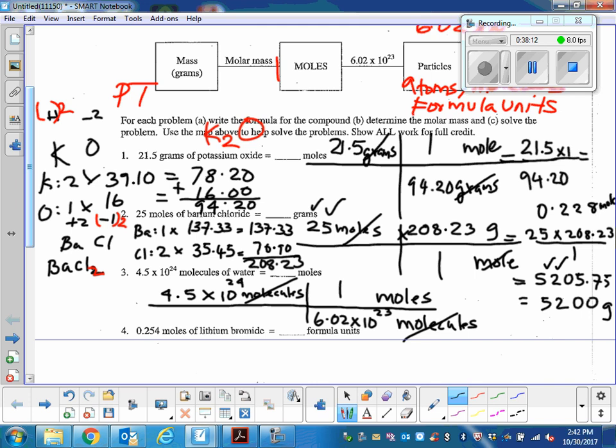Are you following along? Everything is making sense? Don't lie. 7.47. How many significant figures is this? 2. So how will you round this? 7.5. What unit? Moles.